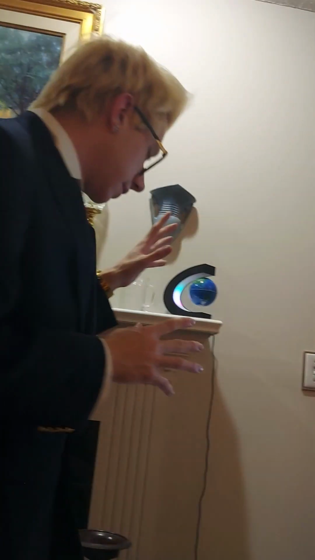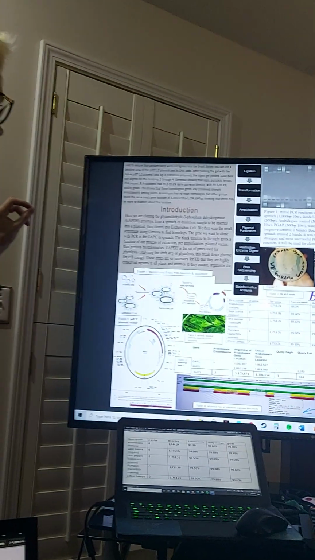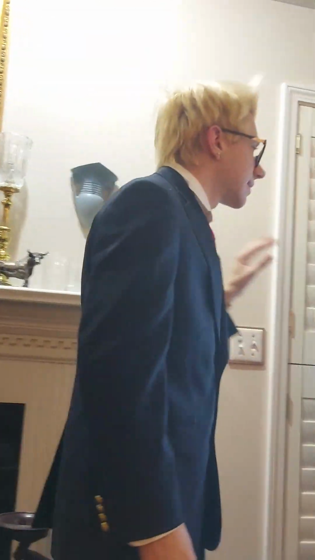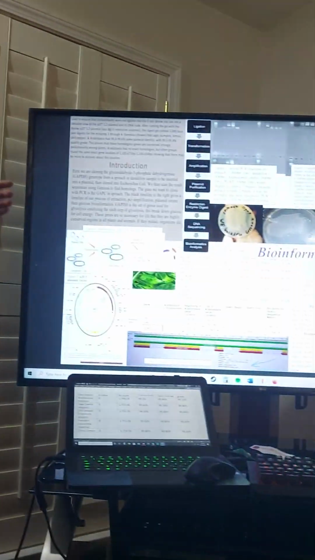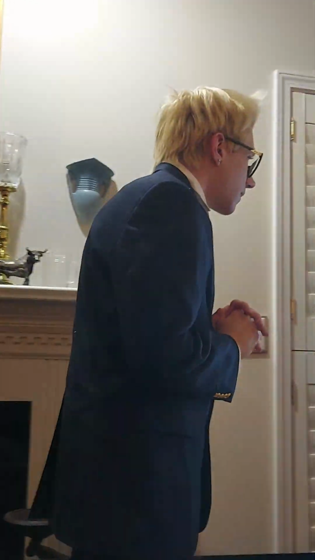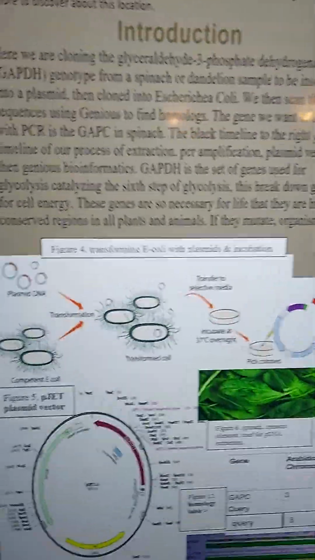But because they were preserved, it actually shows that it's a set of genes used for glycolysis, catalyzing the 6th step of glycolysis. So this breaks down glucose for cell energy. These genes are so necessary for life that most organisms would actually die if they mutated.